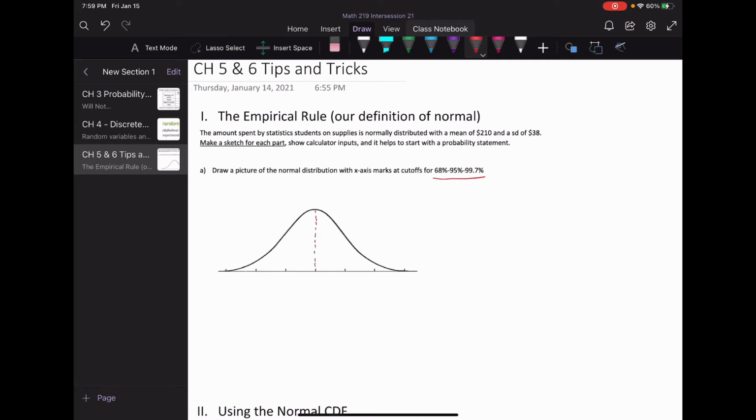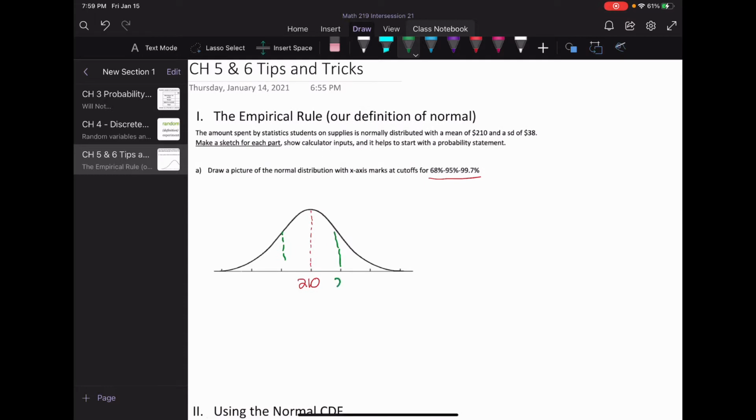So if students on average spend $210 with a standard deviation of $38 on textbooks each semester, and it's normally distributed, how would that look? Well, 210 would be right here in the middle. And then out from that, if I go 1 unit on either side, I'm going to add 38 to go to this side, so that's 248. I'm going to subtract 38 to go to the other side.